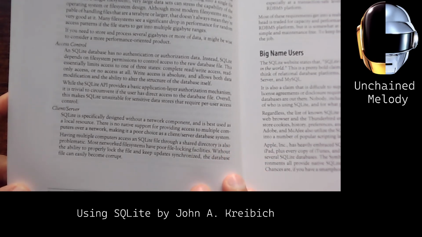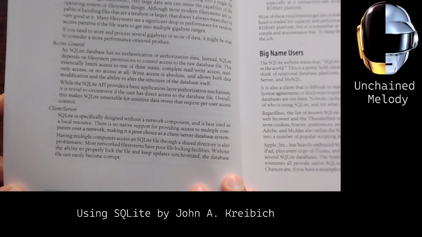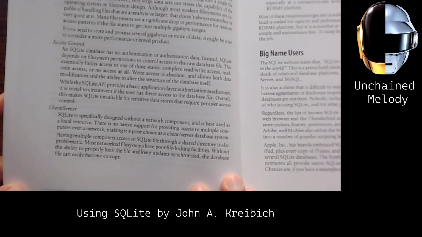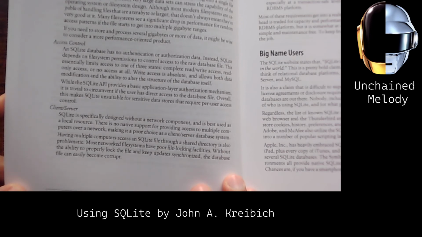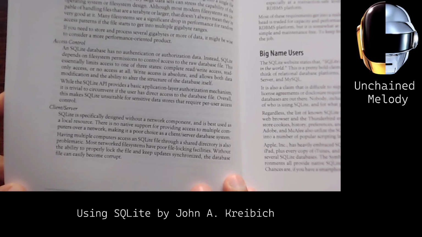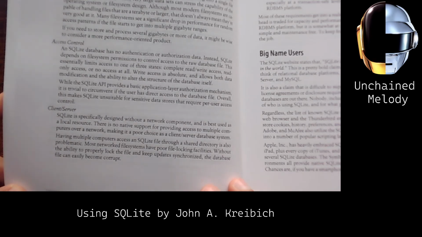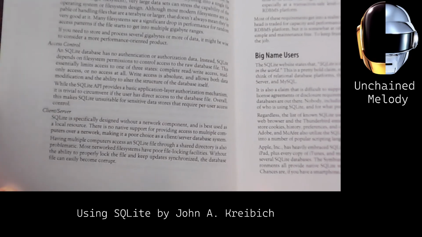SQLite is specifically designed without a network component and is best used as a local resource. There is no native support for providing access to multiple computers over a network, making it a poor choice as a client-server database system. Having multiple computers access a SQLite file through a shared network file system is also problematic. Most network file systems have poor file locking facilities. Without the ability to properly lock the file and keep updates synchronized, the database file can easily become corrupt.